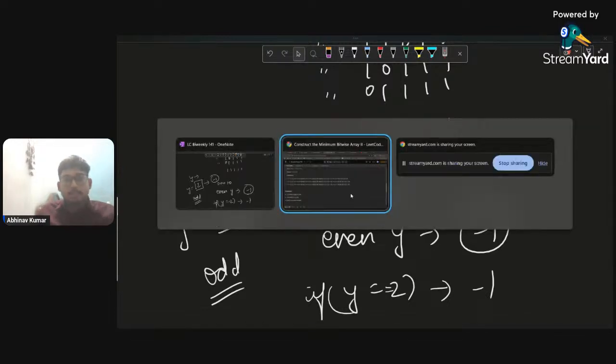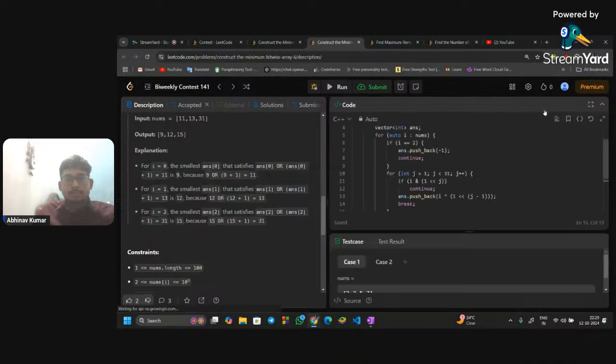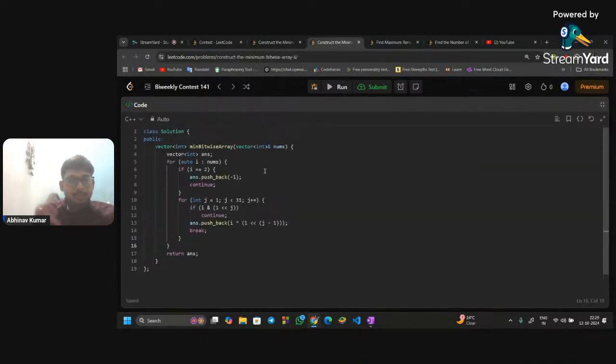Okay, let's look at the code to understand how I'm implementing this. First, I'll go to every i in my nums array. If i is 2, then in my answer vector I would push back -1 and continue. This i is basically the y I was telling about there, the elements of my nums. So if my element is 2, my answer is going to be -1. For all other cases we can have some answer, so for 2 I'm handling separately.